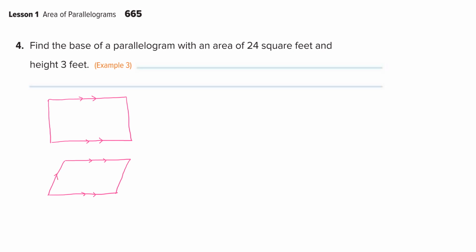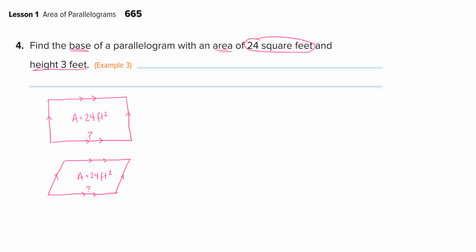Okay, we can indicate these with these little directional arrows, okay? Now, we're going to have to find the base of the parallelogram. So we don't know what the base is. So that we don't know. We do know that the area is 24 square feet. So the area equals 24 feet squared. And the height is 3 feet.